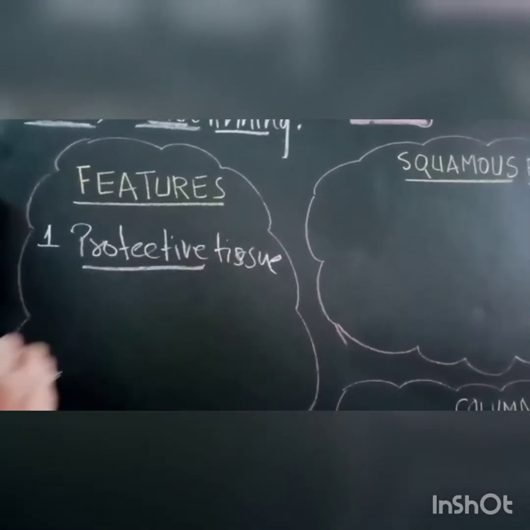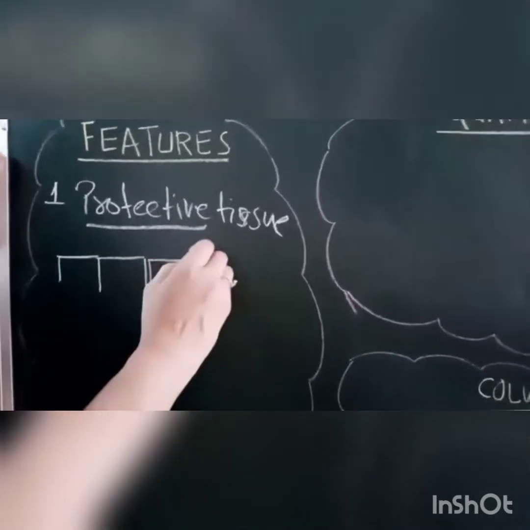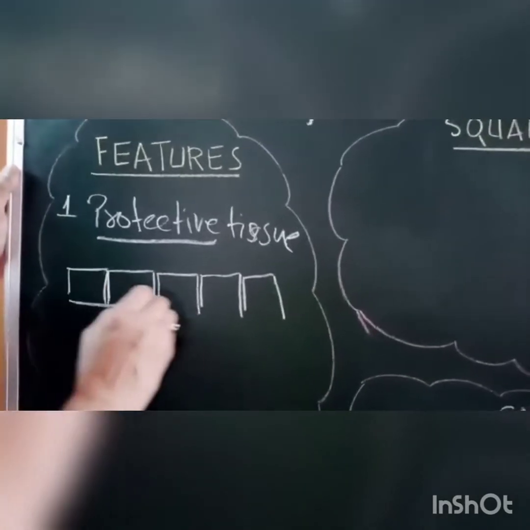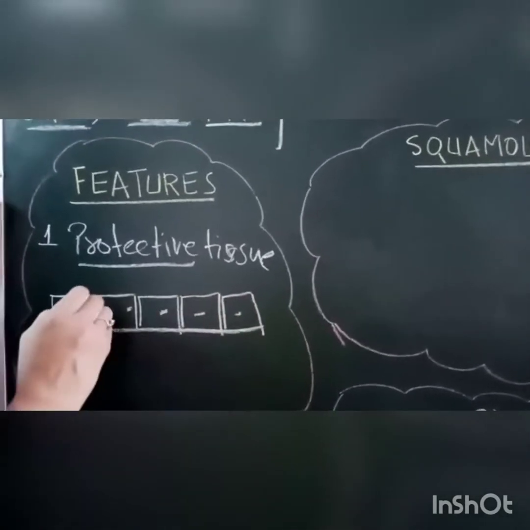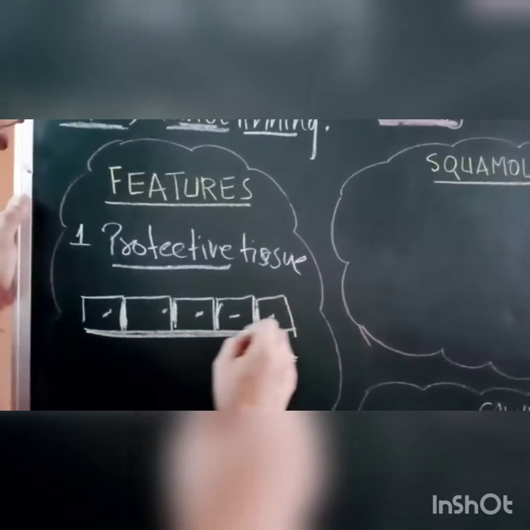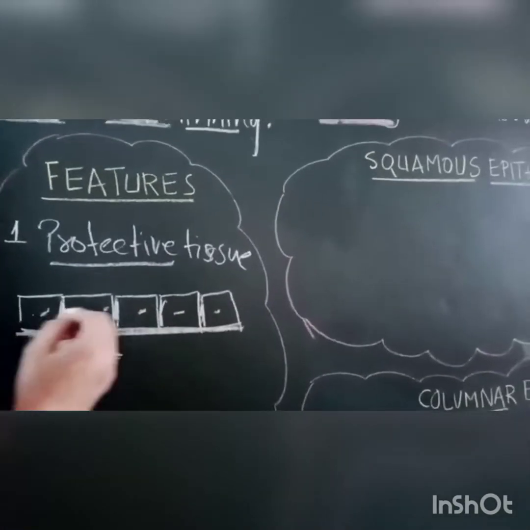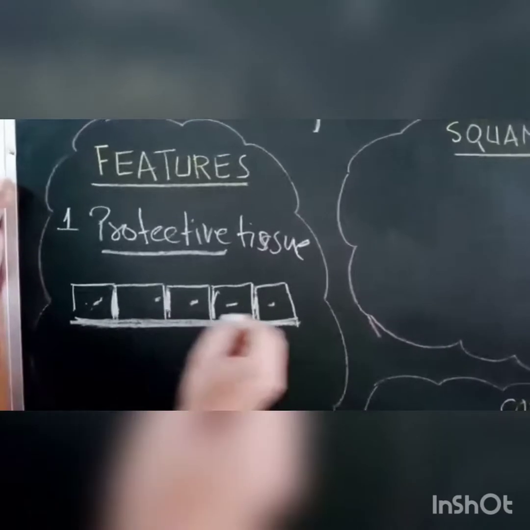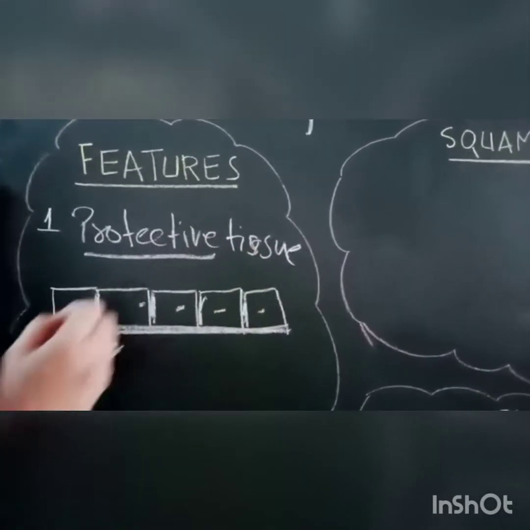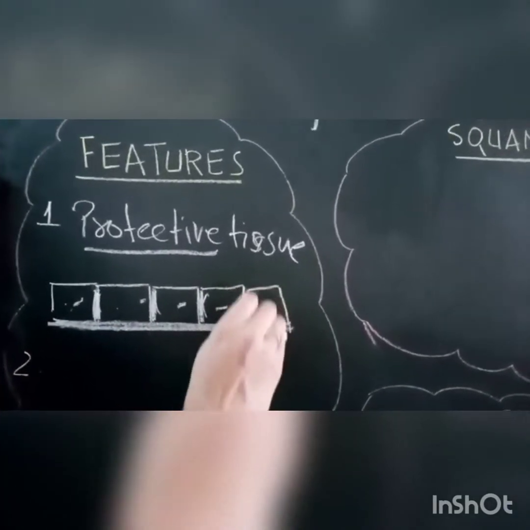that mainly consists of cells which are compactly arranged, forming a continuous sheet. They are compactly arranged with one another and they form a continuous sheet in our body so as to provide the protection. The second feature is they have cementing material between them.